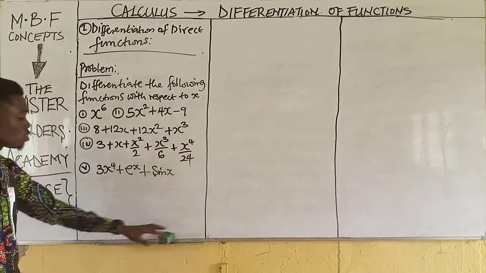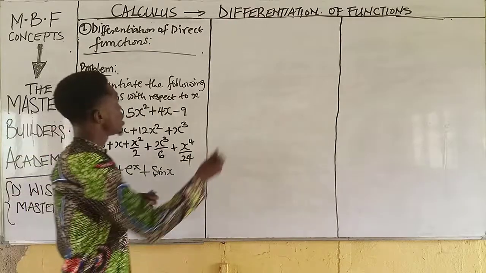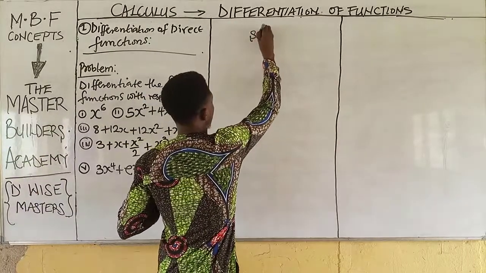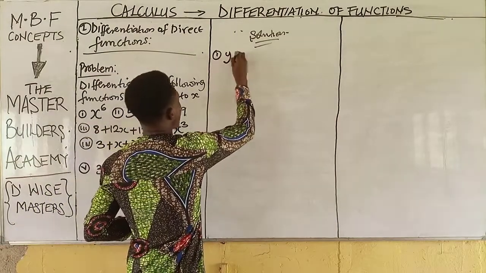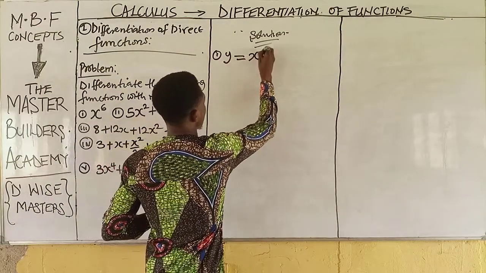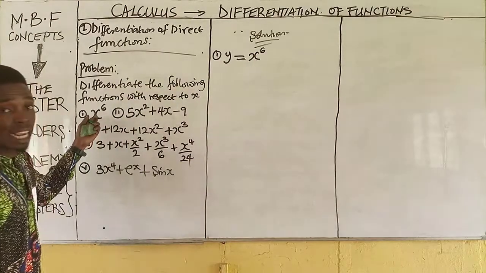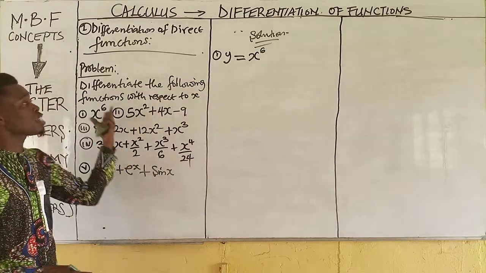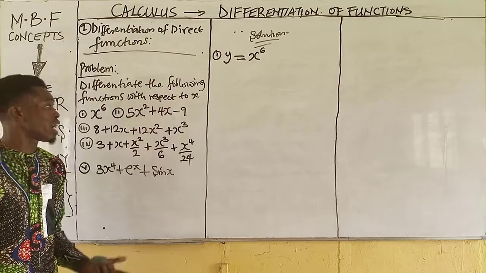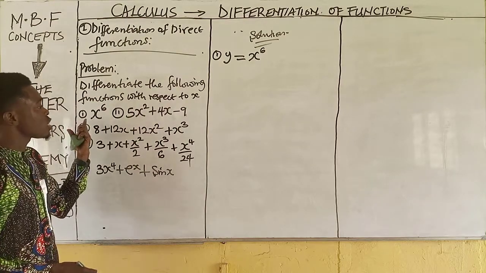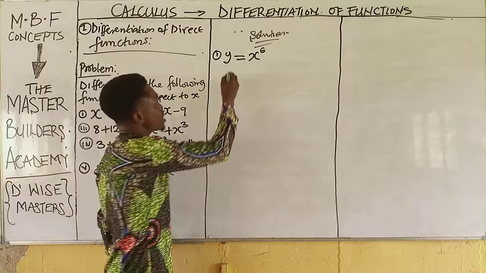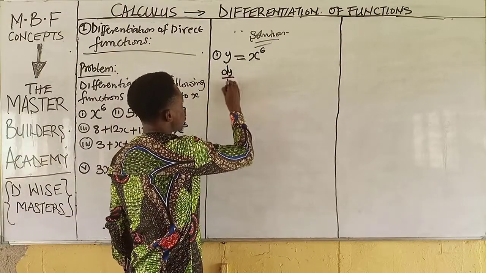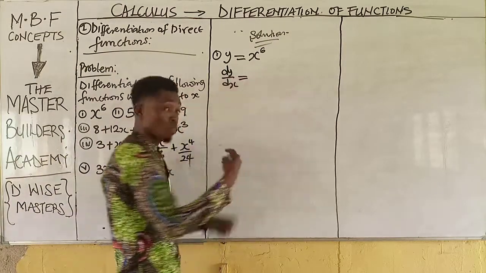And how do we get that done? All we simply do is to put down our solution. Number one, we are told that y is equal to x raised to power 6. You were not given y here, but if you are asked to differentiate this function with respect to x, then automatically it shows that y is equal to this function of x. So to differentiate this, dy/dx is equal to, very simple.